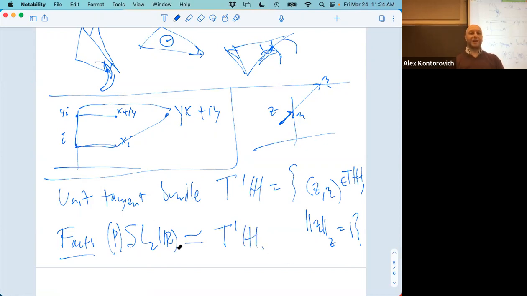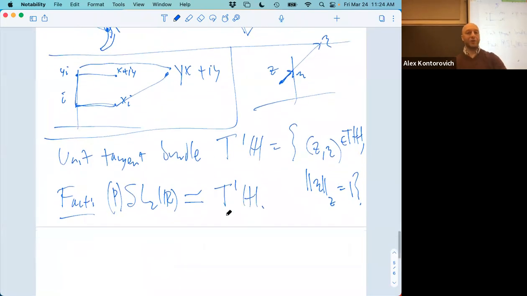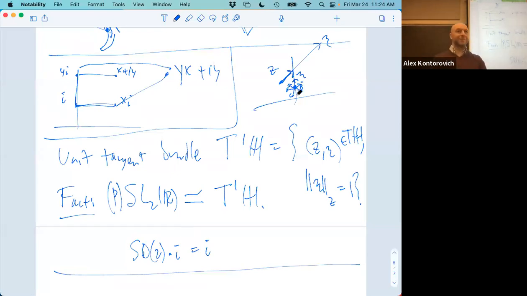Whereas the subgroup SO2 stabilized I, if you recall, SO2 acting on I does nothing, it fixes I, but SO2 does do something to the tangent vector at I. So if I'm at I and I have my tangent vectors, this element of SO2 will move me around to the different tangent vectors. The location won't change. So the base point is fixed, but these are all moving around.